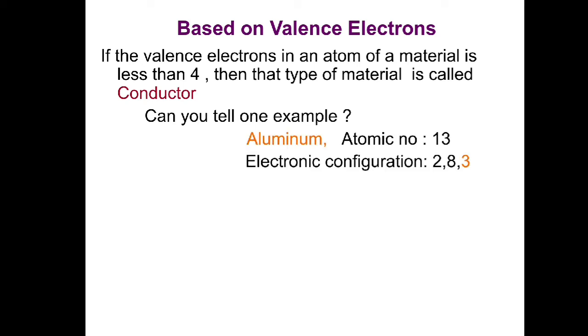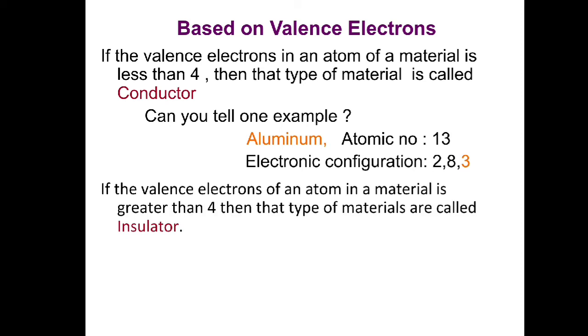For this, let us consider an example of aluminium whose atomic number is 13. The electronic configuration is distributed as: in the first shell 2 electrons, in the second shell 8 electrons, and in the third shell 3 electrons, as per the formula 2n square.